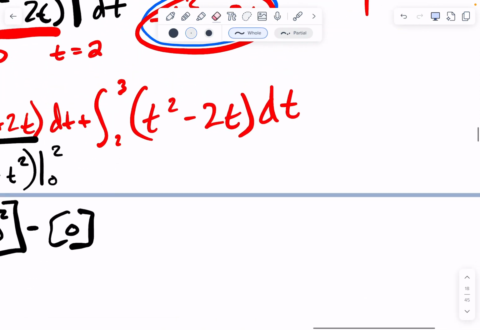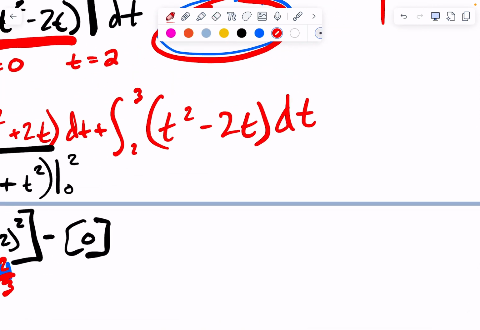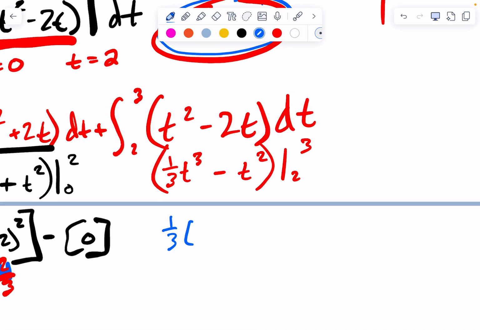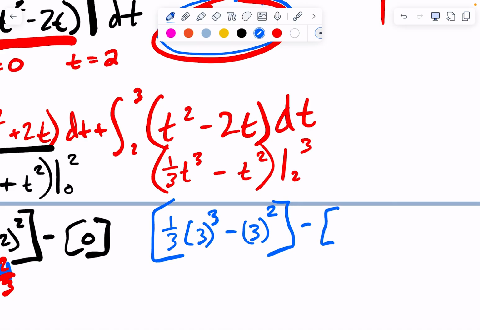Now this guy, if I do him, t squared is 1/3 t cubed minus t squared, right? But we're going from 2 to 3, so I'm going to plug 3 in. 1/3 times 3 cubed, minus 3 squared. We did it last time, right? Equals 0. Yes, this ends up being 0. You're right. 0 right here, okay?